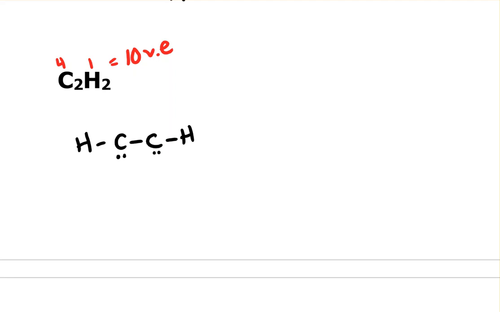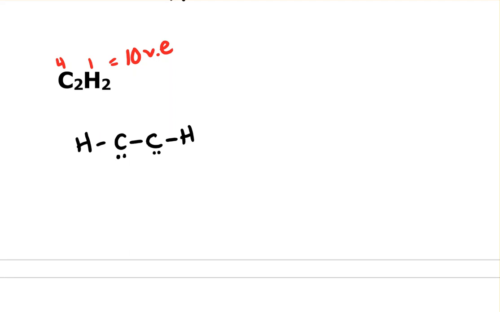Okay, and then that last step that we did on the last one is that we want to make sure everything has an octet. And if we check, let's just check one carbon. This carbon does not have an octet. It has a pair there, 2, 4, 6. It does not have an octet. So if that happens, then you need to move a lone pair in to make a double bond.